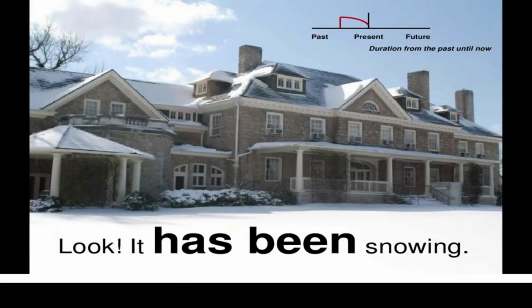Okay, let's see the example. Look, it has been snowing. So the duration for this action is from the past until now. Okay, and "Sam has been having his car for 2 years." See this example.